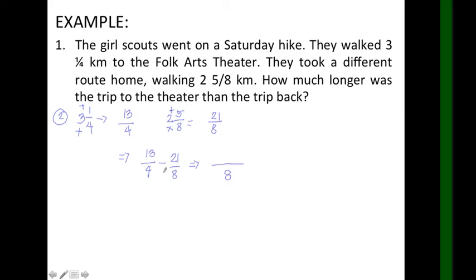So, we have 8 divided by 4 is 2 times 13 is 26, I'm sorry. Then, minus 8 divided by 8 is 1 times 21 is 21. Then, 26 minus 21 is 5 over 8 kilometer. Therefore, they have the same answer with a different way of solving.